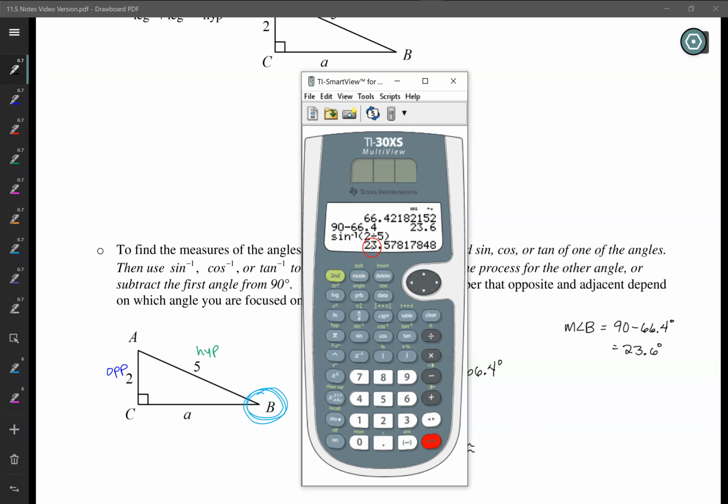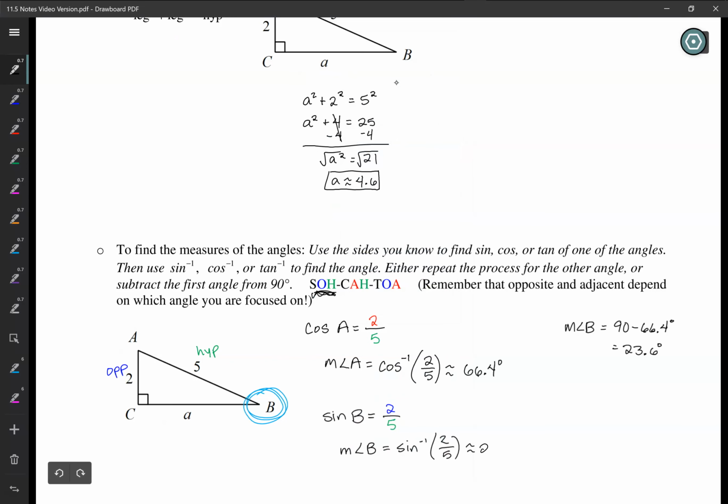Oh, hey, look, it's 23.6 degrees. Same answer, different way of getting it. So you have choices. Now, personally, I think that one's a lot easier, but if you don't trust yourself on your first answer, you could certainly do the second way. And it doesn't matter as long as you're showing work and you're showing how you got there. So I'm going to do several examples of this type of problem.